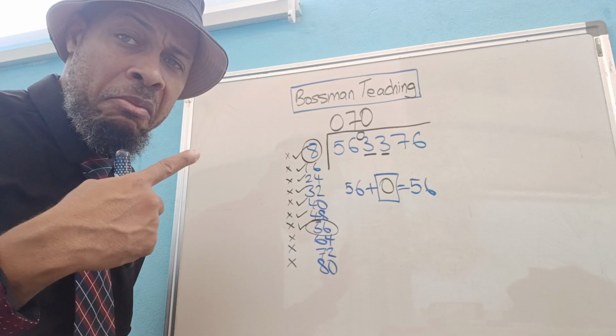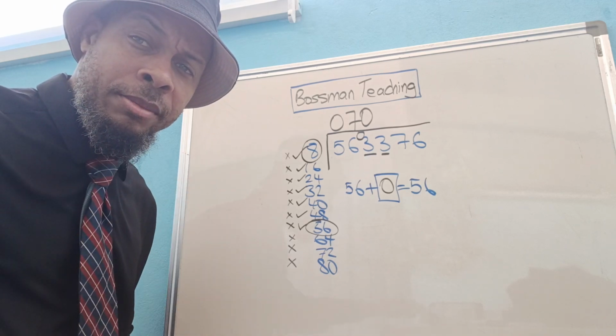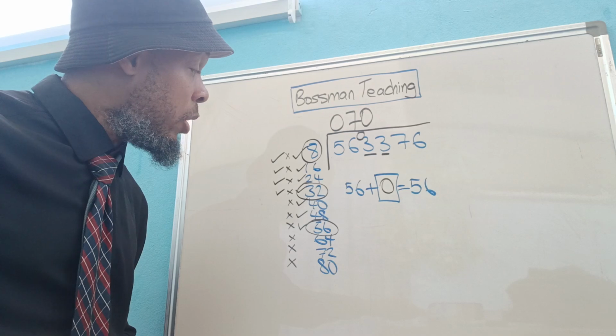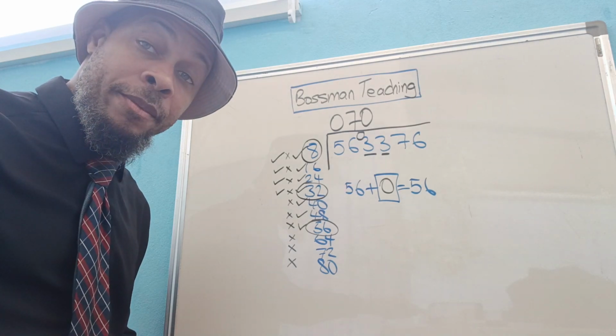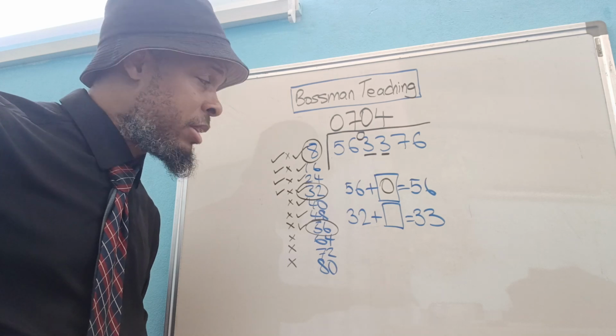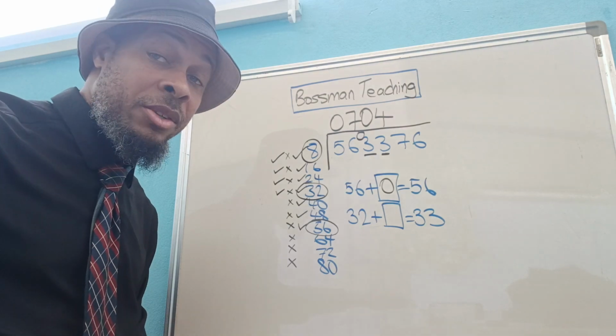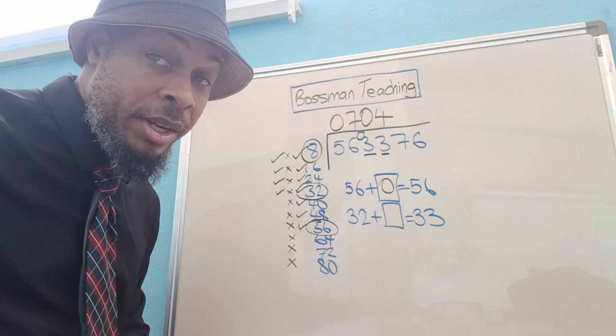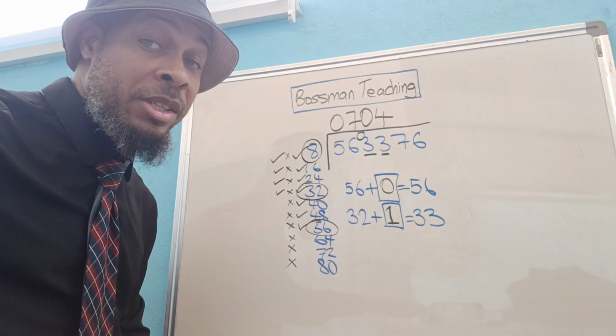33 is bigger than 32. So we have 1, 2, 3, 4. So let's put the 4 up there. Now let's ask the question again. The last one we stopped at was 32. So what do we add to 32 to give us 33? That's going to be 1.